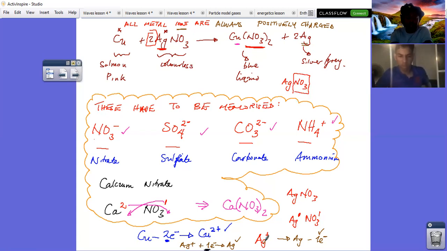Good stuff. These are pretty tricky concepts when it comes to ionic equations, so let's not fully rush. We do have time to really become very good at this stuff. Now let's try and see if we've got a few questions.